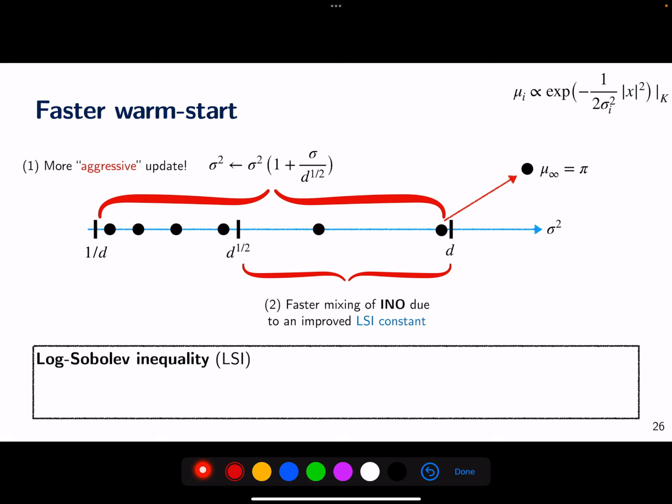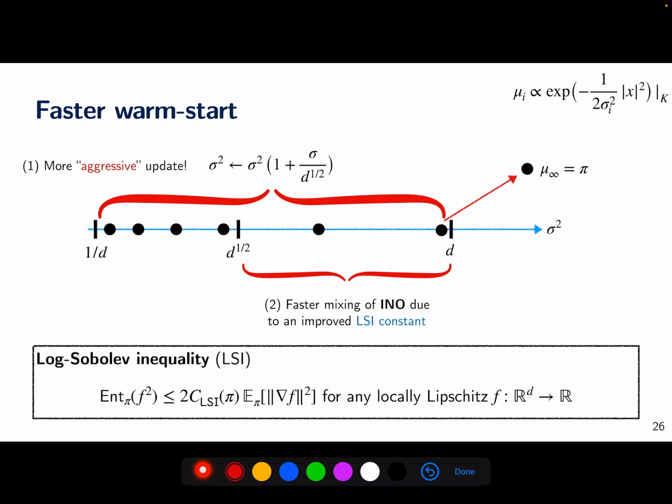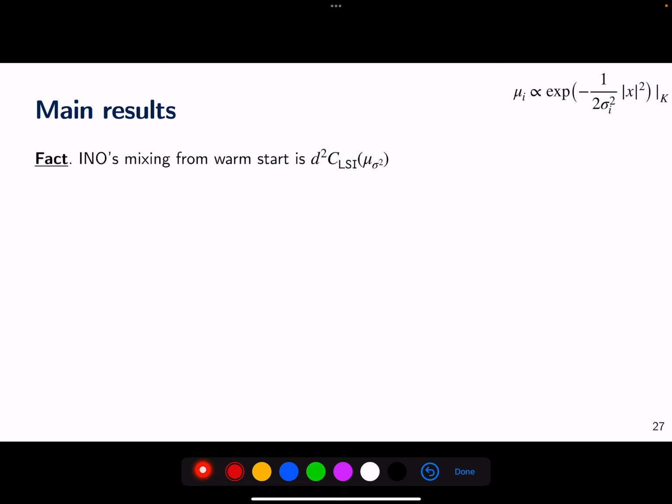Here, the log-Sobolev inequality looks very similar to Poincaré, but unlike the Poincaré inequality, the log-Sobolev inequality cares more about entropy instead of variance. And the LSI constant is basically the smallest possible constant that satisfies this inequality for any test function f. Yeah, so here, let me just tell you some more of the main results of our work.